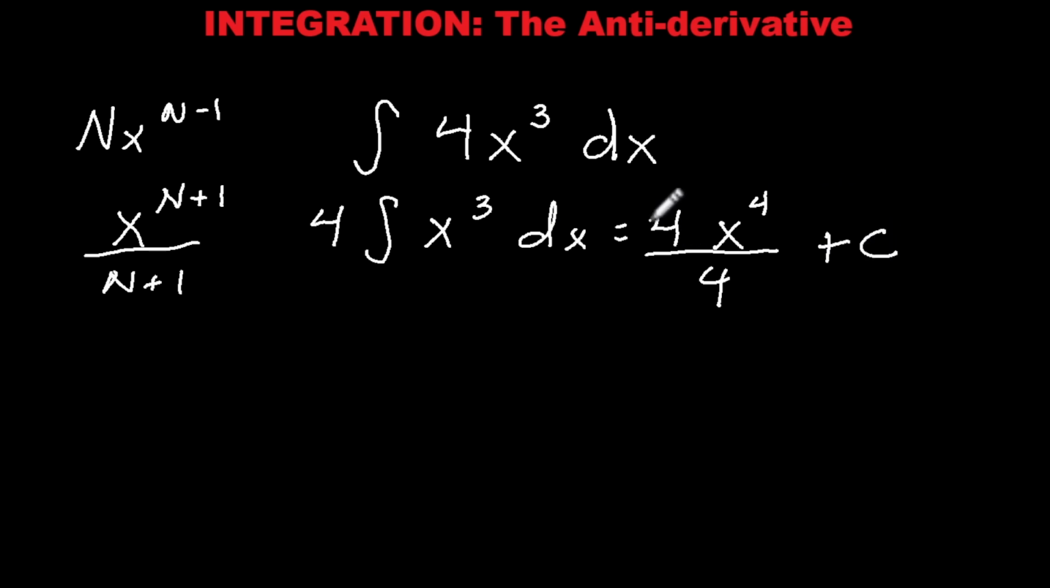We now want to simplify this. 4 divided by 4 is 1. So the answer here is x to the 4th plus c.